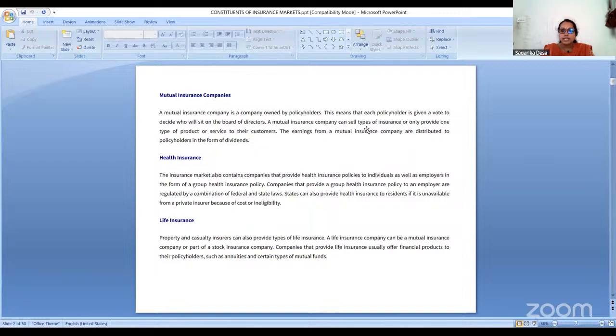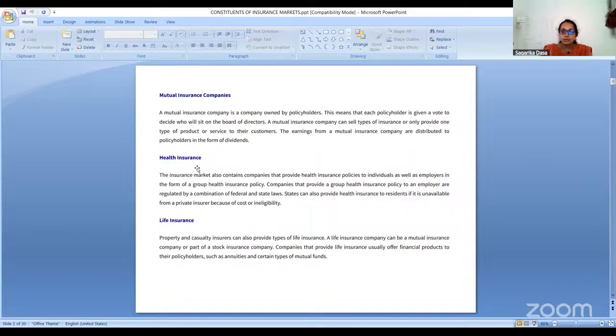A mutual insurance company can sell multiple types of insurance or provide only one type of product or service to its customers. They can sell a single insurance product, or a combination of different insurance products. The earnings from a mutual insurance company are distributed to the policyholders in the form of dividends. Whatever the earnings, we cannot use the word profit, but for your better understanding I am using it. We name it as earnings. Whatever earnings the mutual insurance company gets will be distributed to the policyholders in the form of dividends. So that is your mutual insurance company.